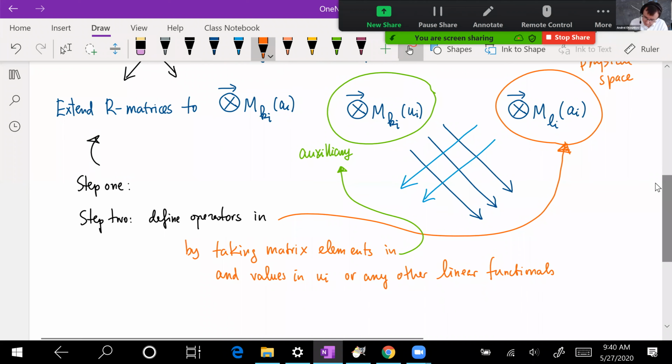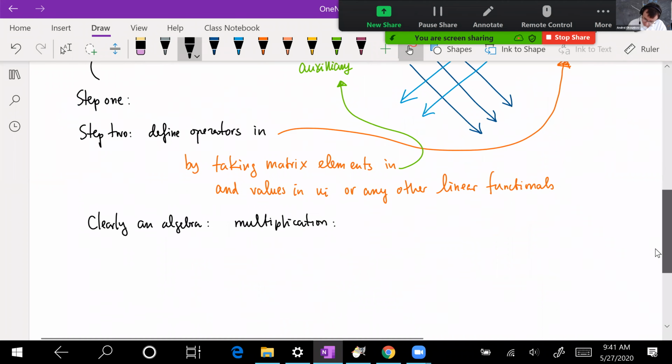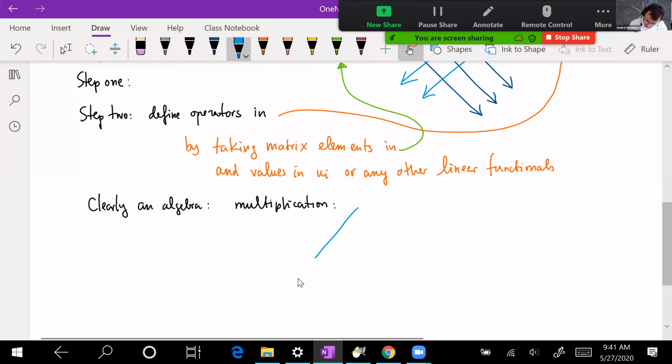And so this is clearly an algebra, because the composition is just, by multiplication you define, you multiply two such operators, you just put more of them in the auxiliary space. That's the composition of operators.